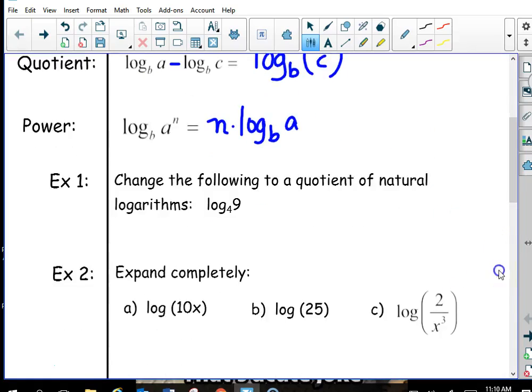Example 1 is just to use the change of base form. And notice that they're asking you to write it as a natural logarithm. So we're going to write ln of 9 divided by ln of 4. And I do believe they want you to use those parentheses in XYZ. It gave me an error when I did it.